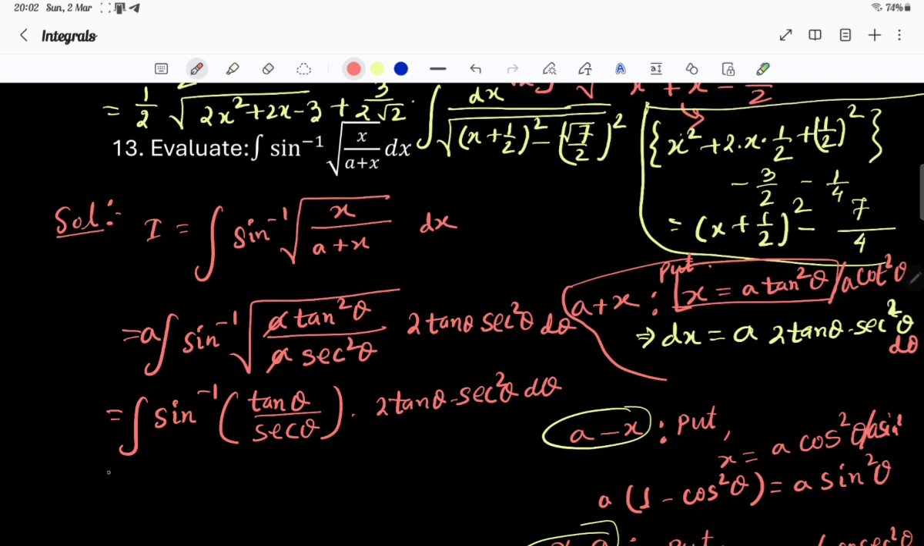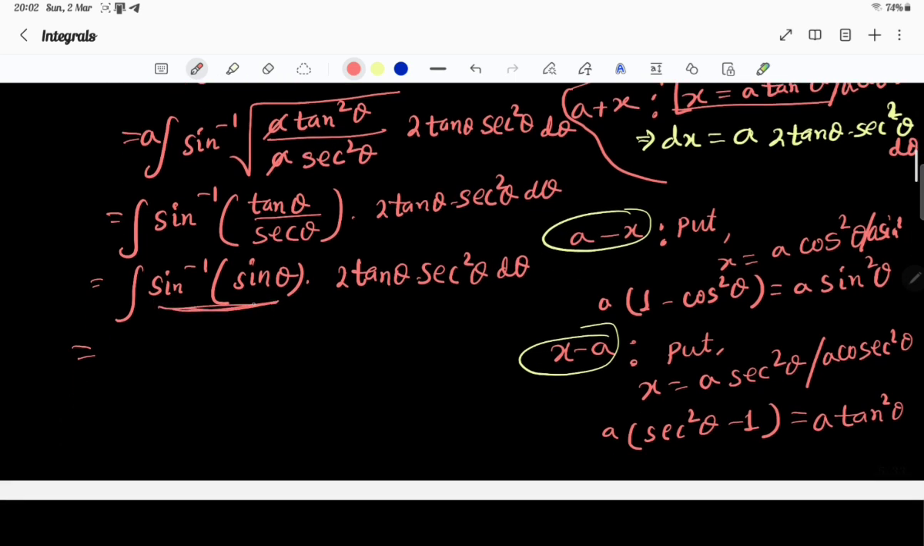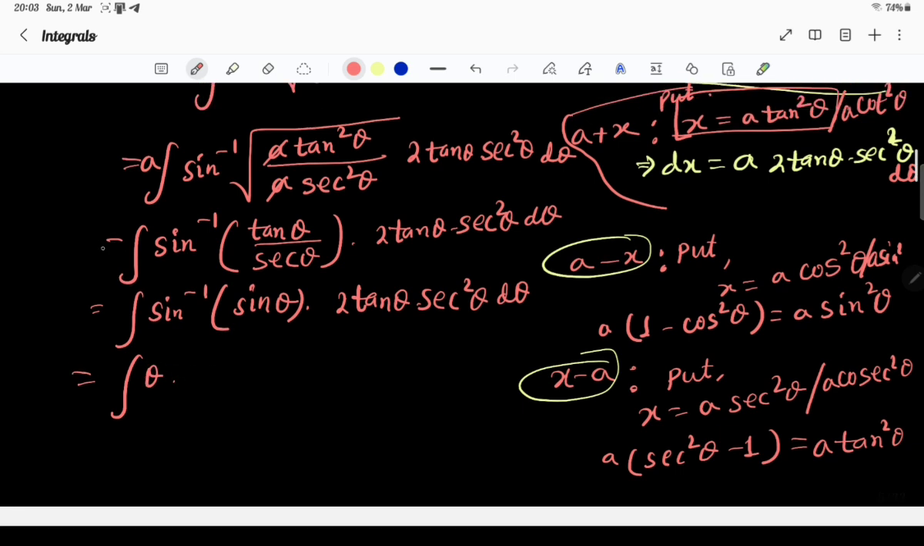So what will I do now? Simplify inside the sine inverse. Tan theta means sine by cos, sec theta means 1 by cos, so cos cos get cancelled, only sine theta is coming, into 2 tan theta into sec square theta d theta. So what is coming? See, sine inverse sine theta is theta only, so theta into 2 tan theta, 2 you can take common. I forgot to write a here, it is a, so 2a comes outside, theta into tan theta into sec square theta d theta.